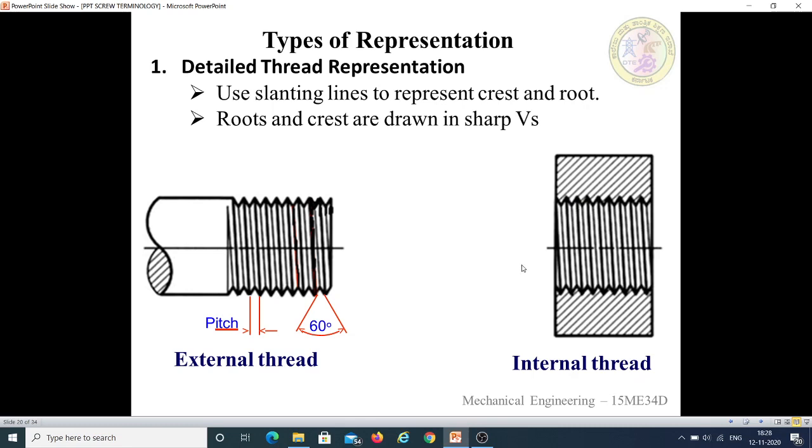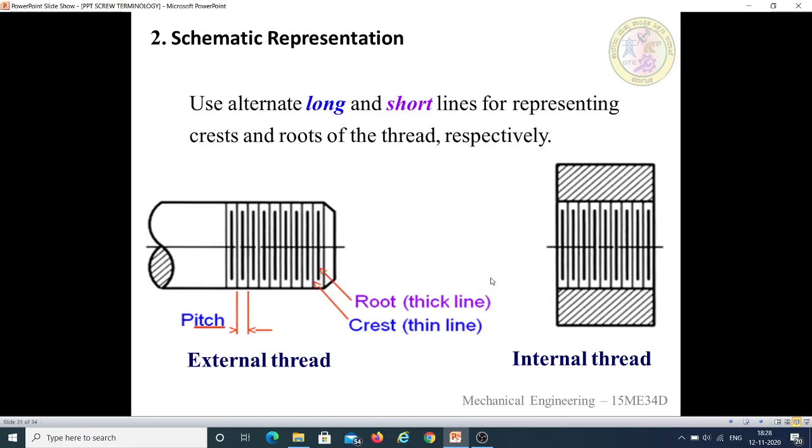This is the detailed thread representation of external thread and internal thread. Next one is the schematic representation of internal and external thread. This is the schematic representation of external thread, this is the schematic representation of internal thread. Use alternate long and short lines for representing the crest and root of a thread. This is the root representation by thick line, crest representation by thin line.